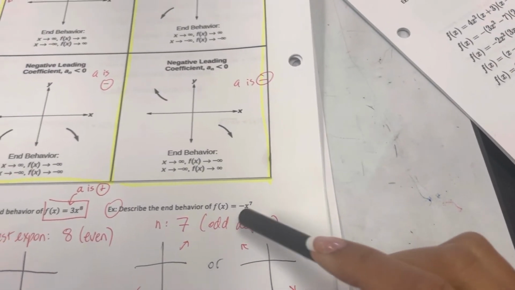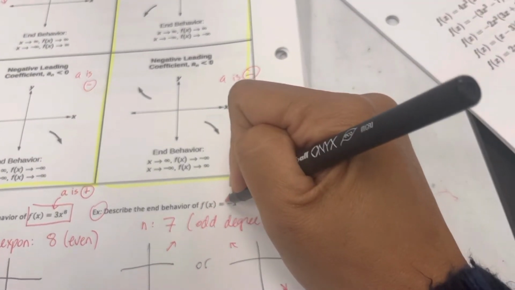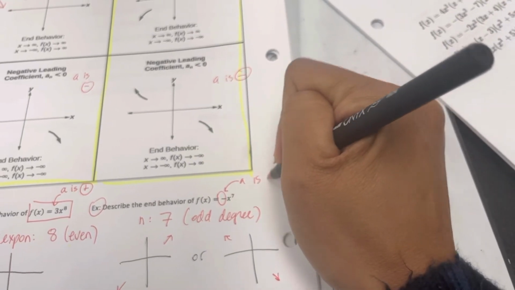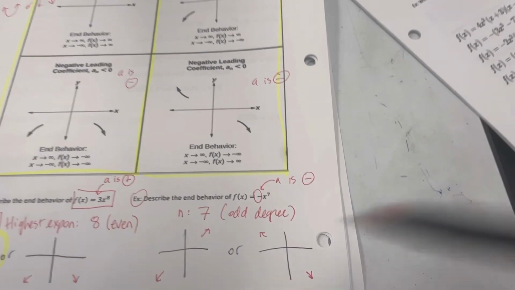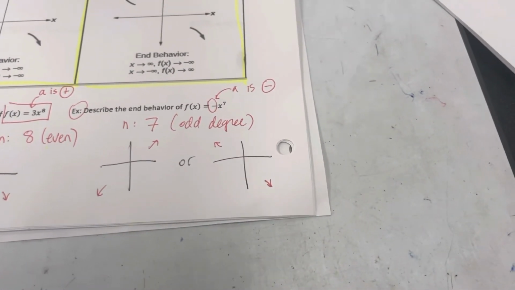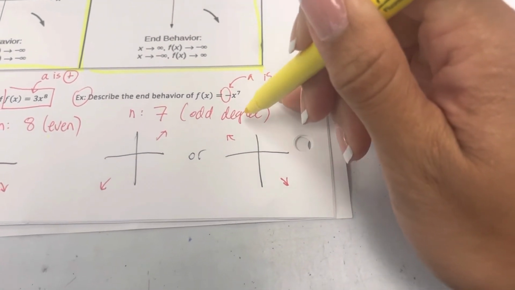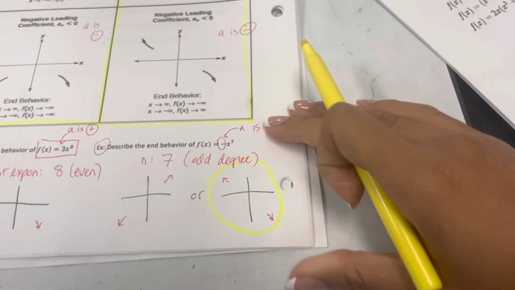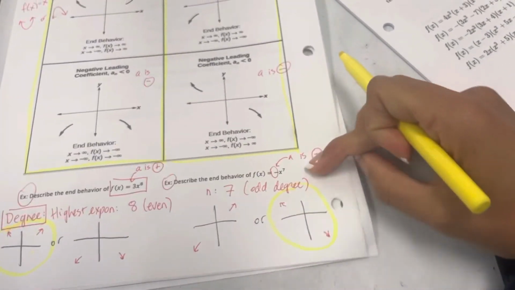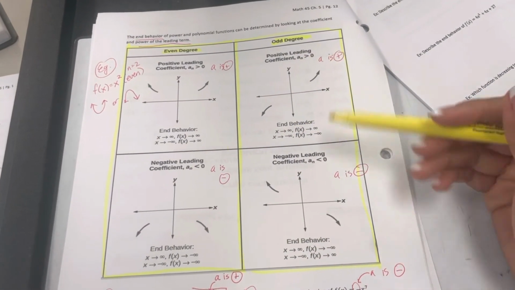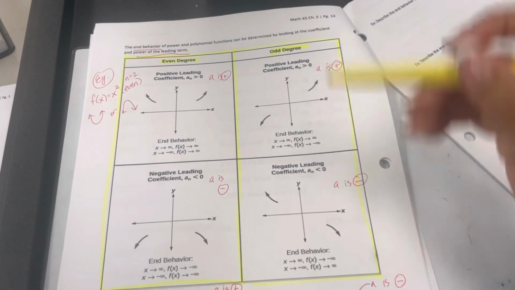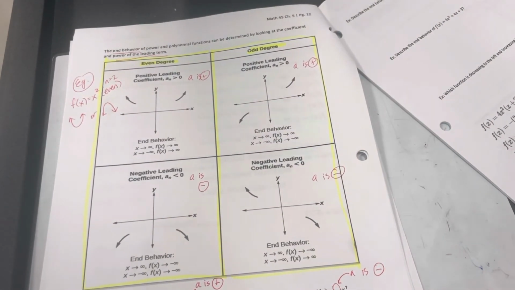So I look at the leading coefficient. Is it positive or negative? Negative. So here A is negative. Since it's an odd degree, it's like a line with a negative slope. So is it going to be the first one or the second one? The second one, right? Perfect. And that's what 5.2 is all about. It's to help you determine what the endpoints are going to look like. And again, this is not on your quiz or your exam, but this is going to be part of 5.3 and 5.4 that we're doing today.